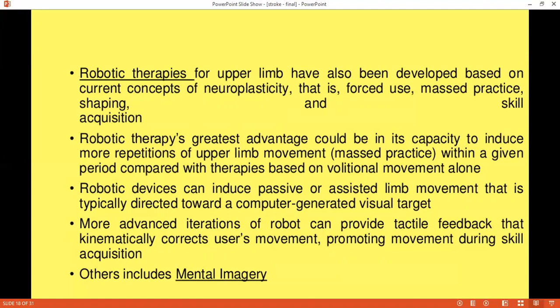Robotic devices can induce passive or assisted limb movement that is typically directed toward a computer-generated visual target. More advanced creations of robots can provide tactile feedback that kinematically corrects the user's movement, promoting movement during skill acquisition. Others include mental imagery.